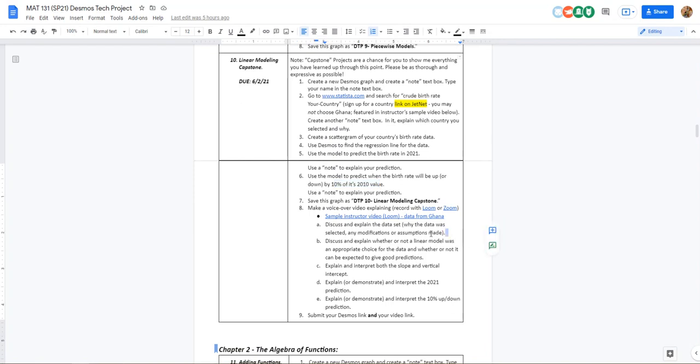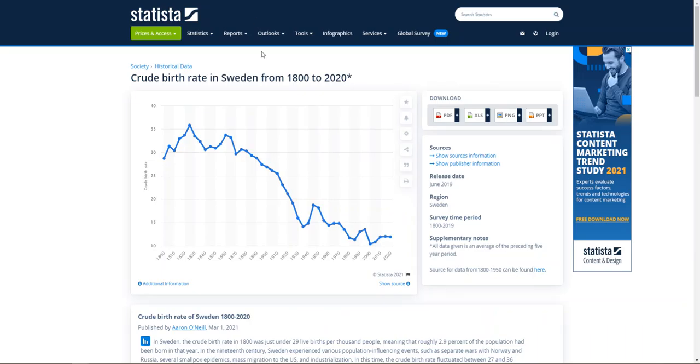So you need to talk out loud to me and maybe show off your data set from Statista and discuss what the data set was and what modifications you made. Everybody made modifications, whether or not you think you did. You made some modifications or assumptions. So in the Sweden data, like I said, I modified this because there was a lot of variance here, and I saw that this upward trend didn't match with the downward trend I was looking for.